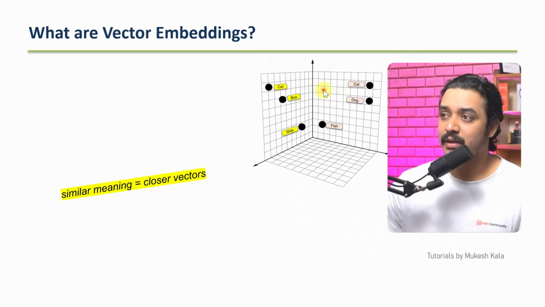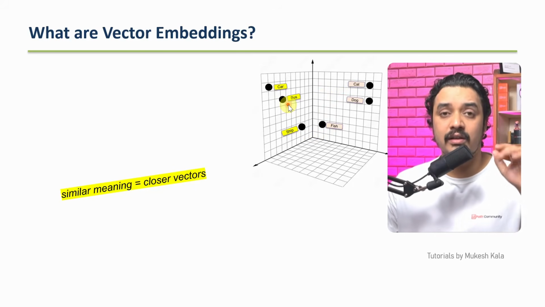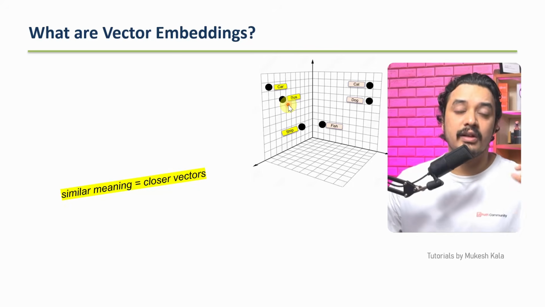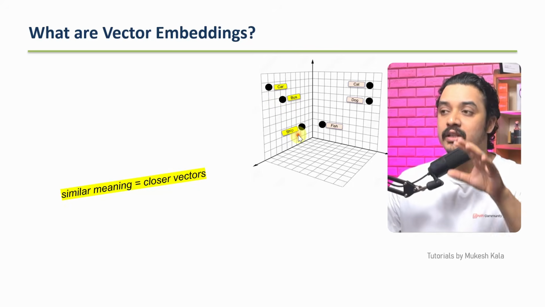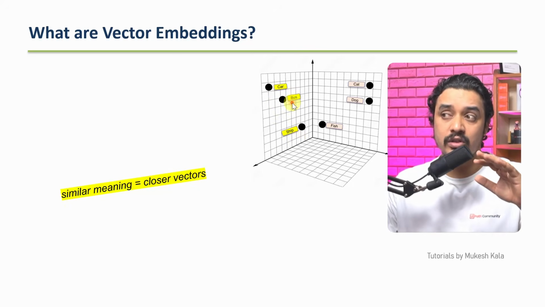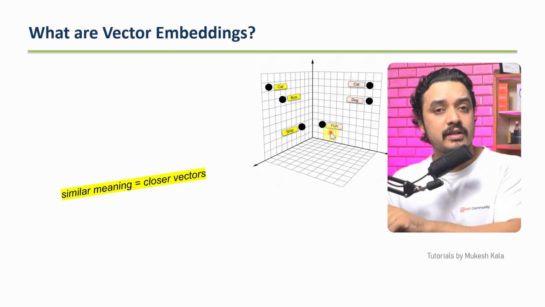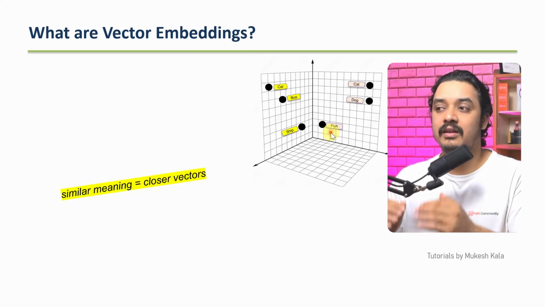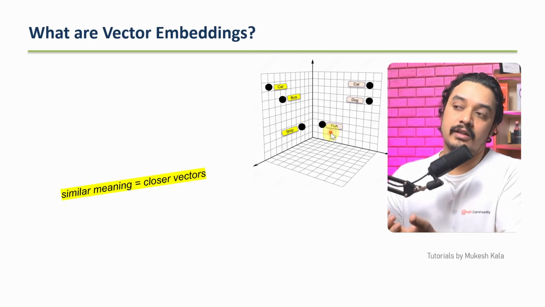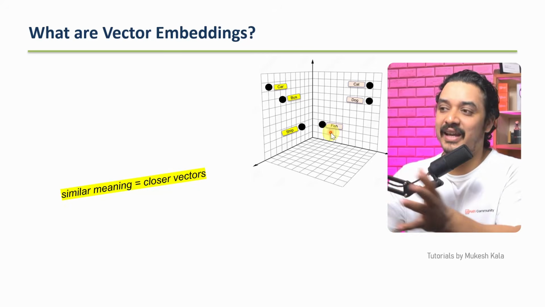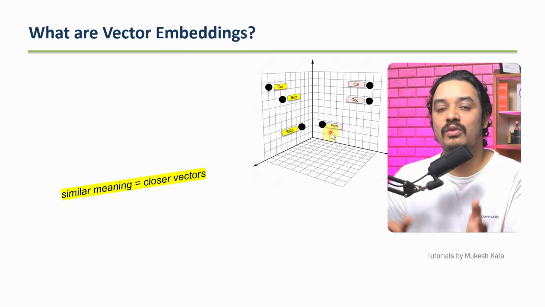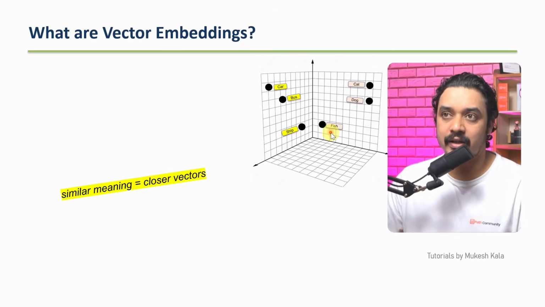So similar meaning, like bus and car: both of them are vehicles that run on land, so they are closer. Ship is also a vehicle, closer to these, but it is also closer to fish, because fish is swimming and the ship is also sailing on water, so water becomes a common attribute, right?